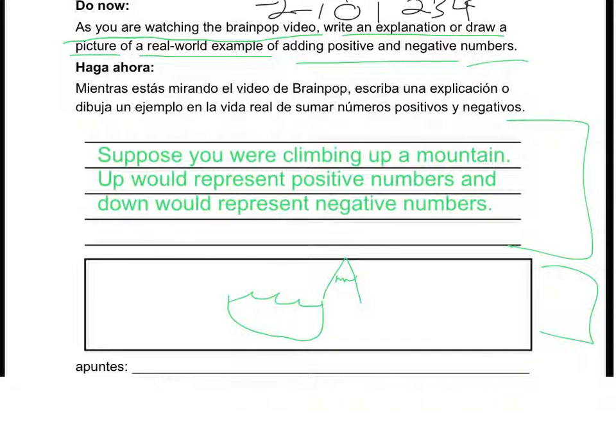So here are the examples I gave. If you gave a different example, that's okay. I just took one of the examples from the video. Suppose you were climbing up a mountain. Up would represent positive numbers, and down would represent negative numbers. And then, of course, at the water here, we would have 0.